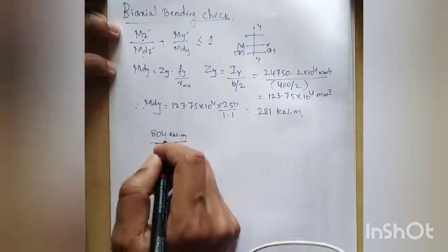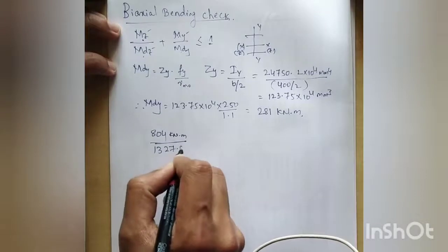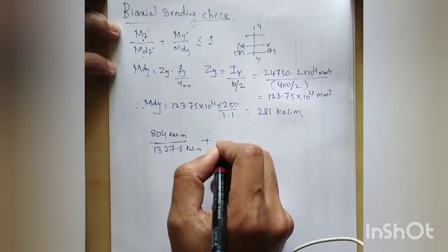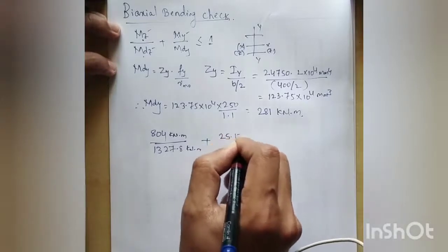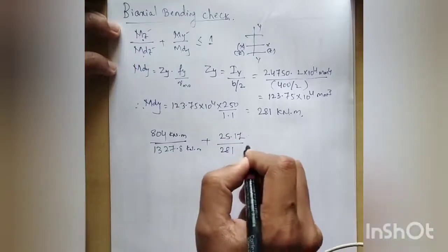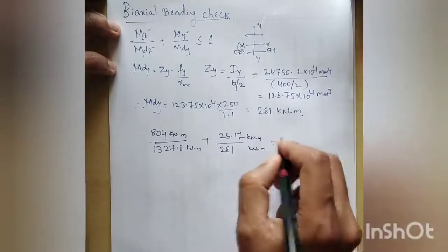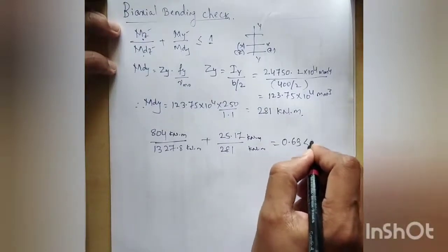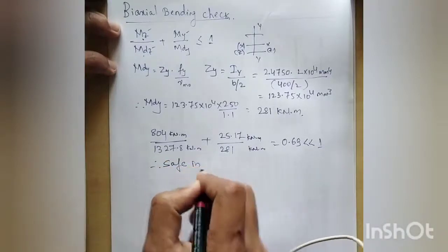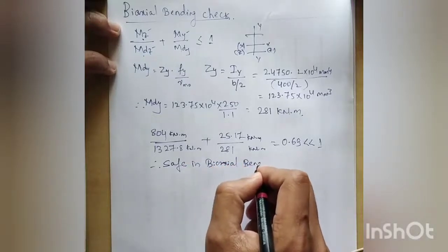804, and Mdz or Mdx which we have calculated as 1327.8 kilonewton meter, plus My which is 25.17, that is the horizontal bending moment, divided by Mdy which is 281 kilonewton meter, which you will be getting as 0.69, which is less than 1. So therefore it is safe in biaxial bending.